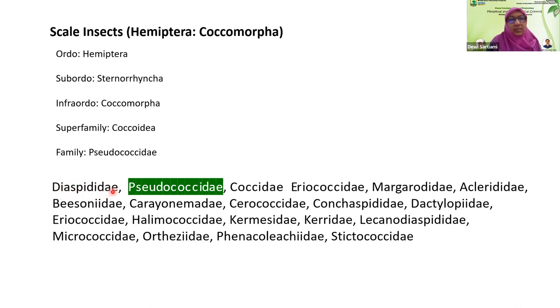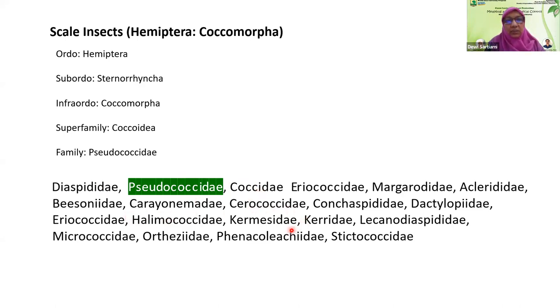The first is Diaspididae. In Indonesia, we call it kutu tempurung. No, kutu perisai. Okay, sorry, it's kutu perisai. This is our subject today, Pseudococcidae. And this is another family, Coccidae. In Bahasa, we call it kutu tempurung. So what is the difference between kutu perisai and kutu tempurung? For the diaspidid, we can separate the exuvium, the exuvia or the cover, from the body, but for Coccidae we cannot. Like a turtle, you cannot separate the cover from the body.